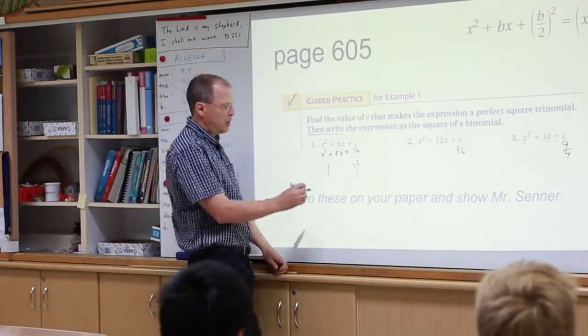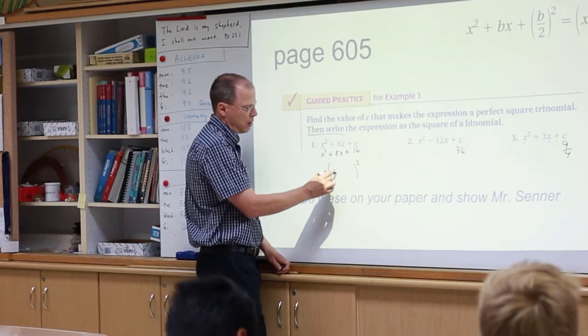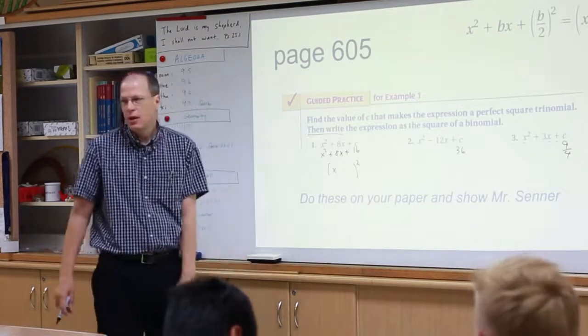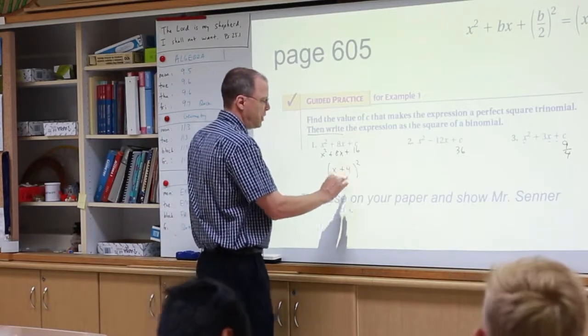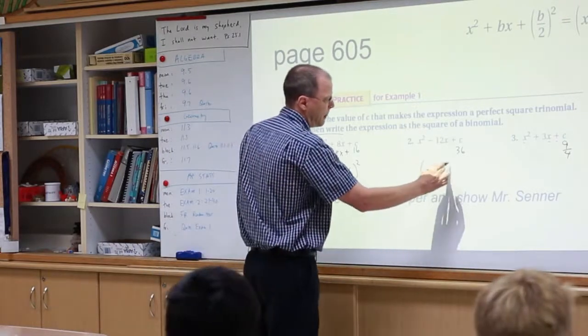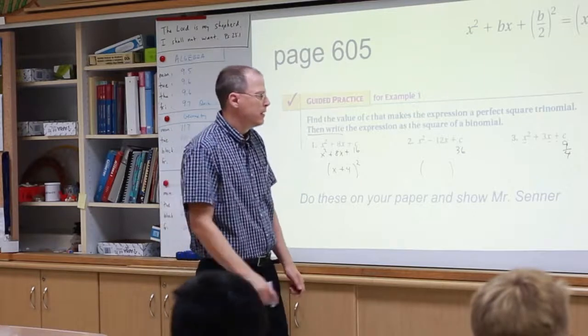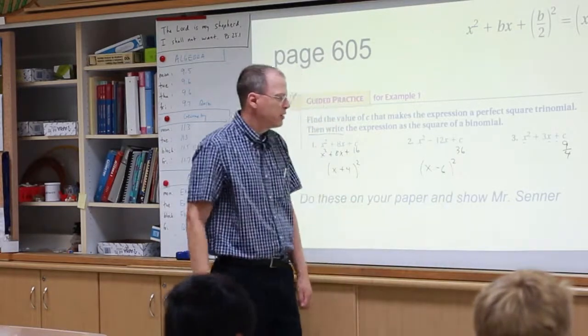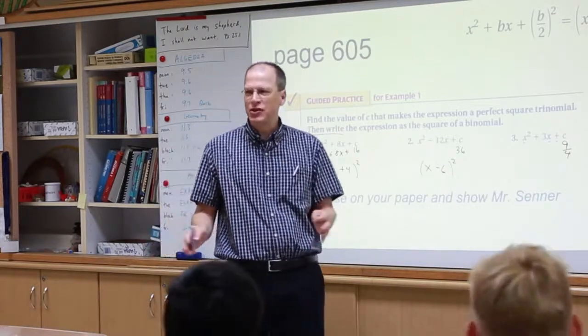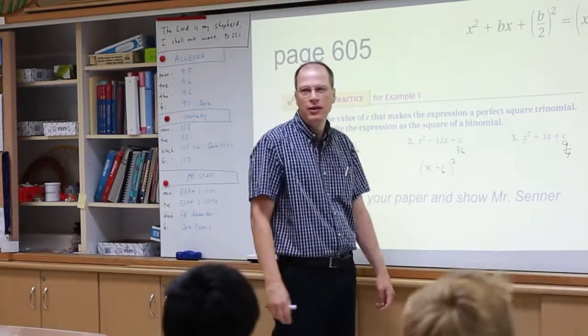Tim? What do you got? x plus 4. Yeah, x plus 4 squared. There's Ann. x minus 6. x minus 6 squared. Let's get squared. Quantity, you can say quantity squared, you can say squared. Okay. James?